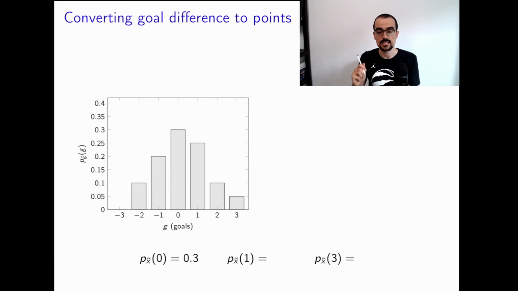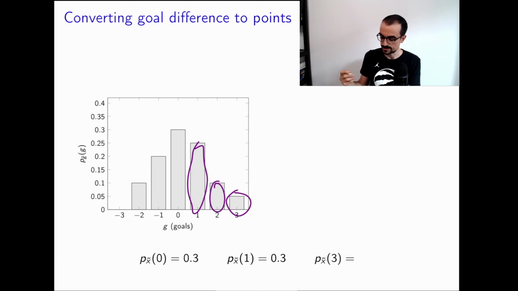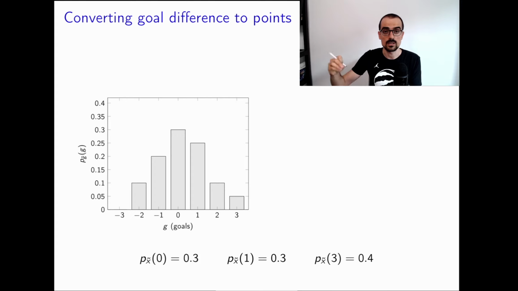What's the probability that X is equal to 1? That's the probability that the goal difference is 0, because then they draw. That's easy, it's this one. So it's going to be 0.3. Again, by the definition, what's the probability that X is equal to 3? It's the probability that the goal difference is above 0, because the team wins. What's that probability? 0.25 plus 0.1 plus 0.05, it's going to be 0.4. What's the probability of X being equal to anything else? 0, because that can't happen.